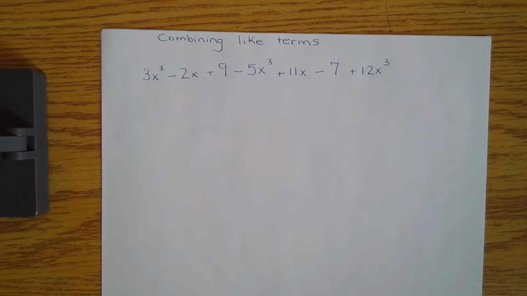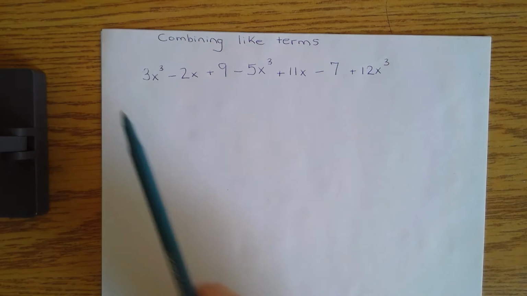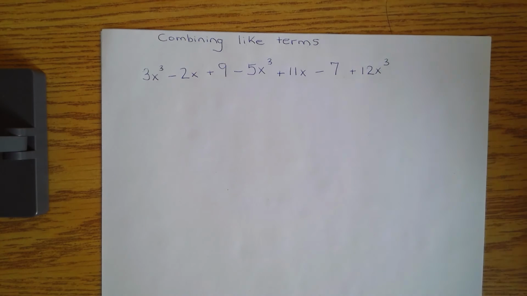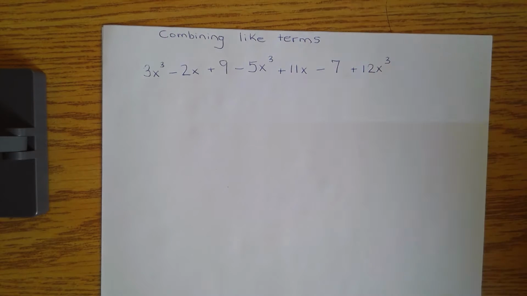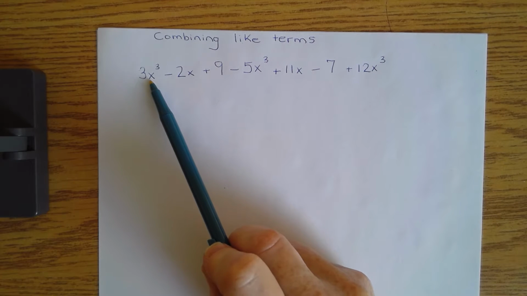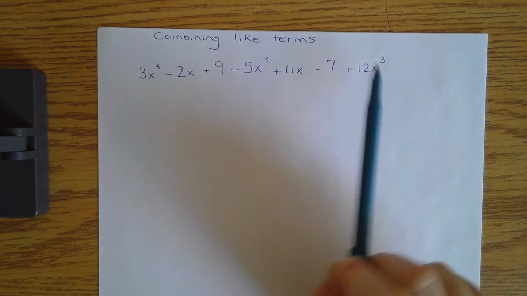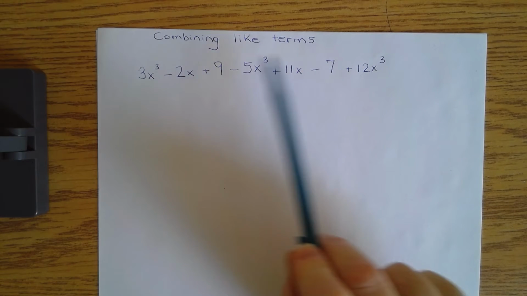When we combine like terms, we want to simplify this expression so that it has one of every term in it. If we take a look here, we have a bunch of x cubes, a bunch of x's, and a bunch of numbers.